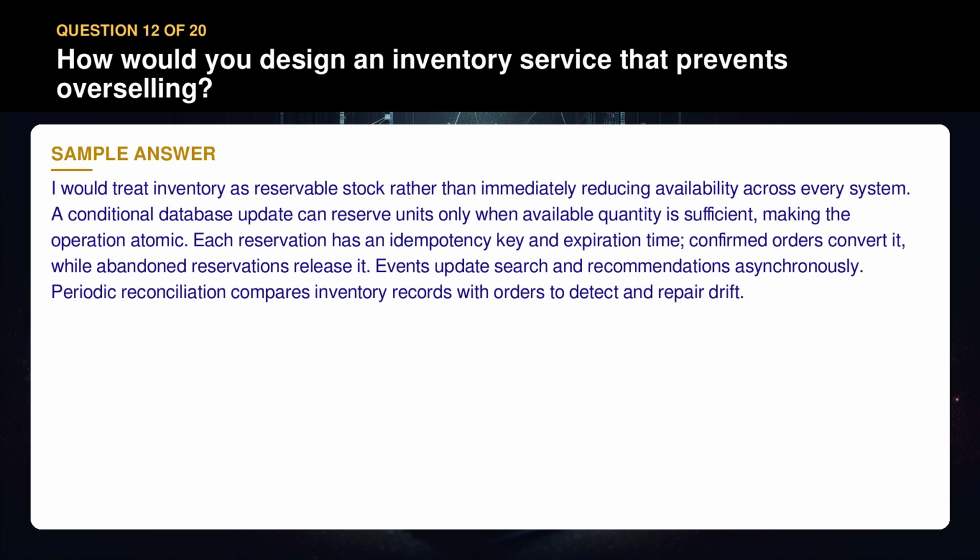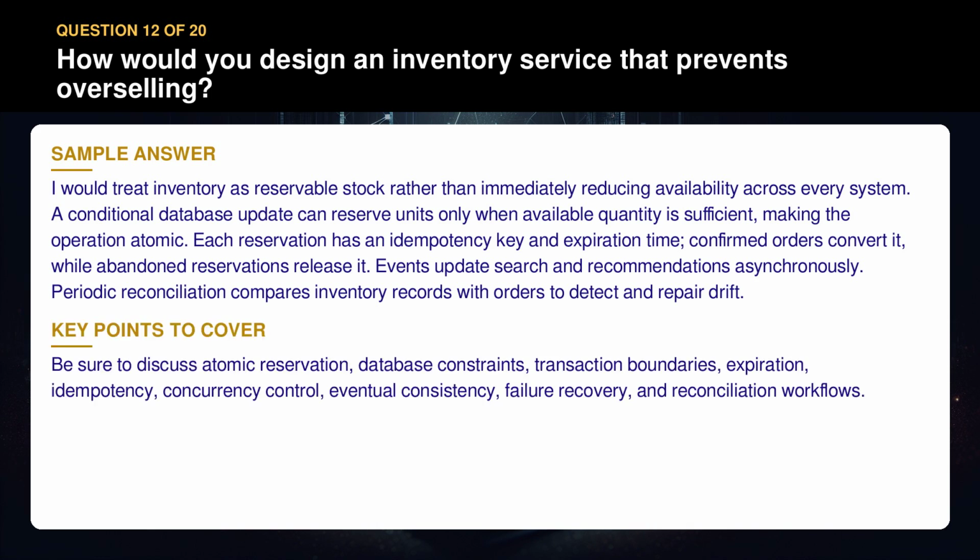Confirmed orders convert it, while abandoned reservations release it. Events update search and recommendations asynchronously. Periodic reconciliation compares inventory records with orders to detect and repair drift. Be sure to discuss atomic reservation, database constraints, transaction boundaries, expiration, idempotency, concurrency control, eventual consistency, failure recovery, and reconciliation workflows.